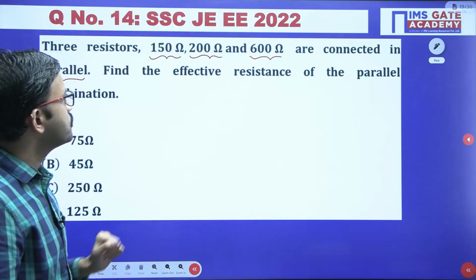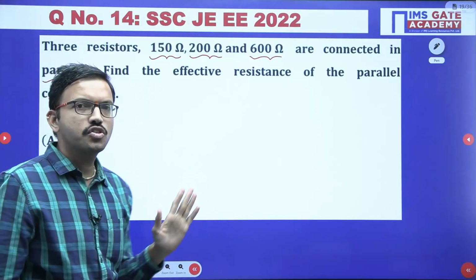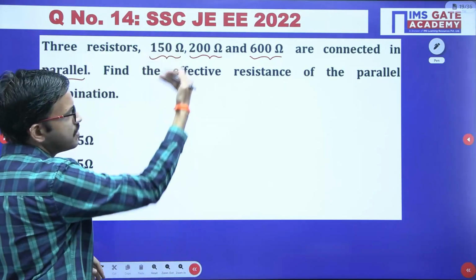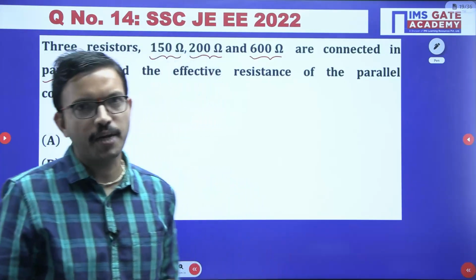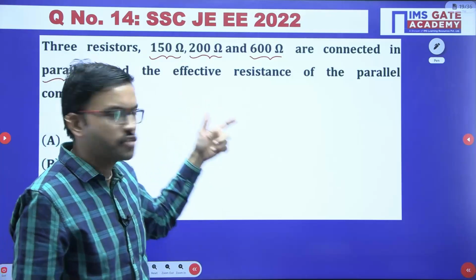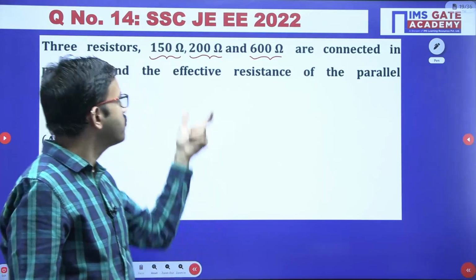One way of solving this question is 1 by R equivalent equals 1 by R1 plus 1 by R2 plus 1 by R3. Of course, you will get the same answer, but it may take more time. If you want to answer this question in less time in the exam, you can follow this strategy.